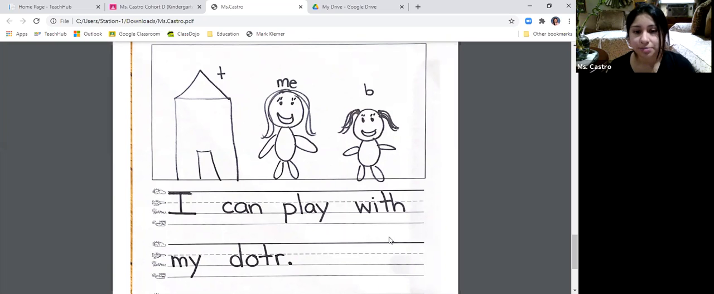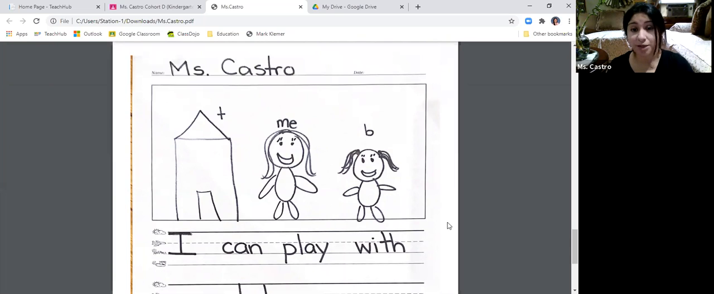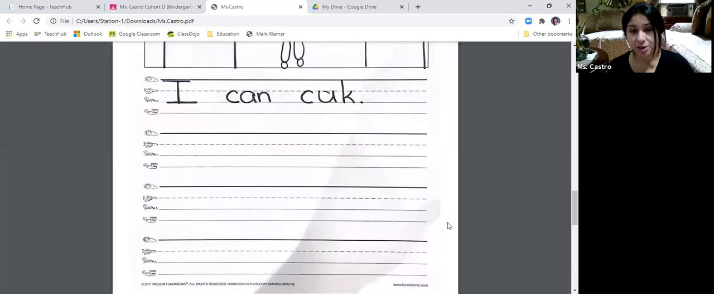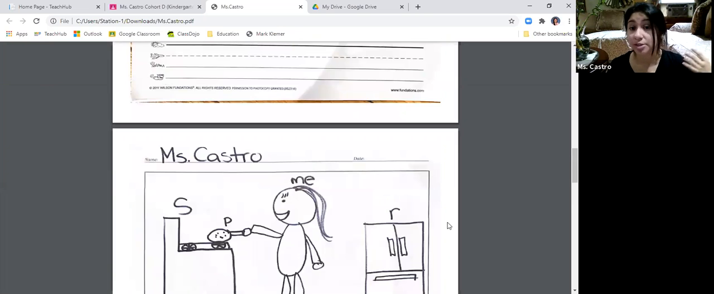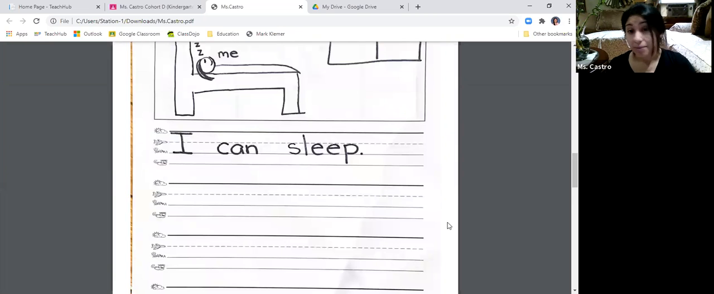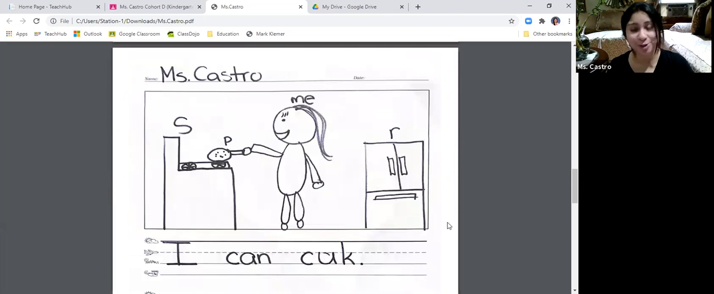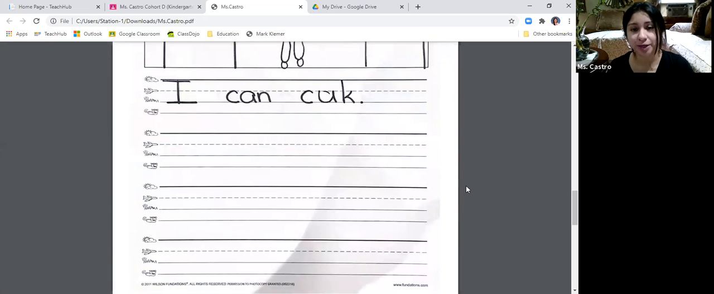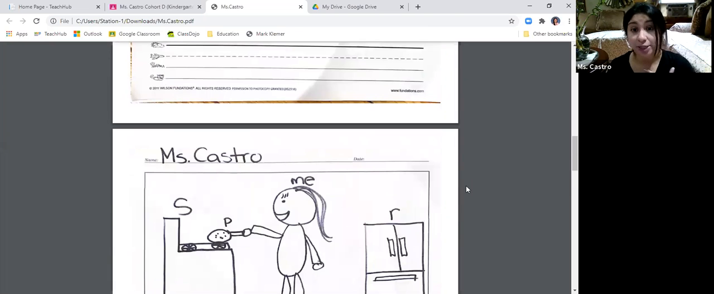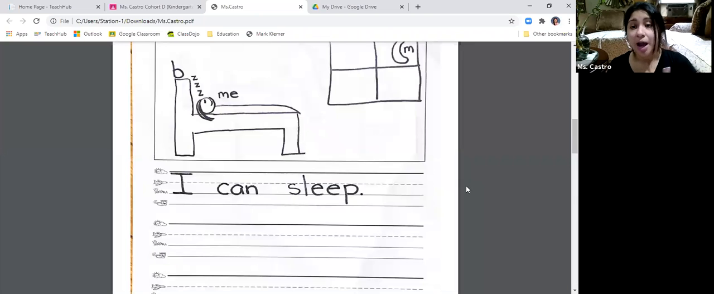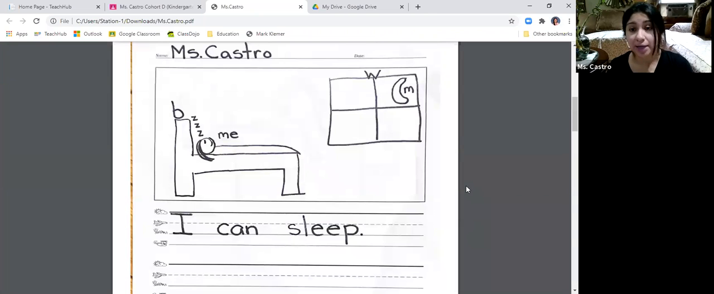So this is my final writing piece, and now that I've shown it to you, boys and girls, the last step would be coloring with my color pencils. So this was my sample of a pattern book. Yours are gonna look different. I'm not expecting anyone to cook, of course. So whatever you boys and girls want to write about, you tell me what you can do, okay? This is what Miss Castro can do, okay? And I want to see what you boys and girls can do.